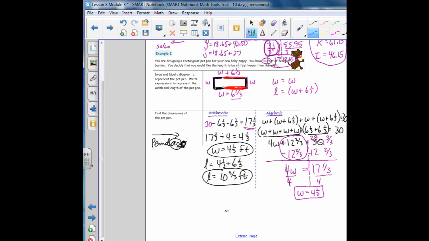And then your length, again, you just add. The length was W plus 6 1/3. Substitute the 4 1/3 that we found for the width, add the 6 1/3, and that gives you a length of 10 2/3. So we have found the dimensions. Remember that dimensions mean length and width when it comes to a rectangle.